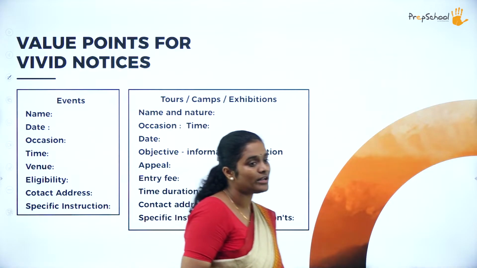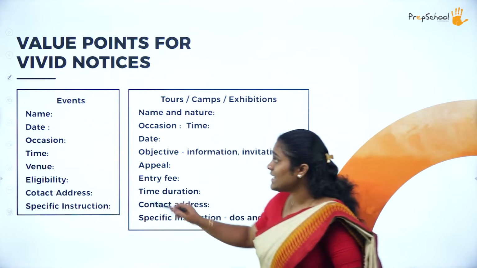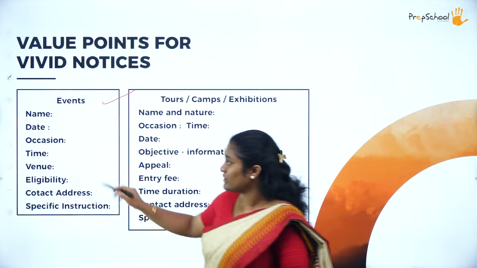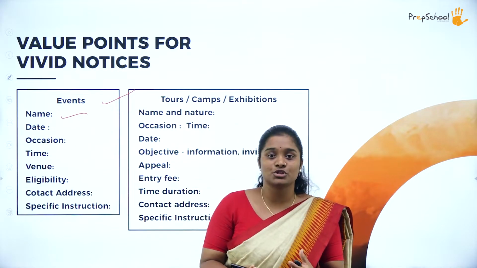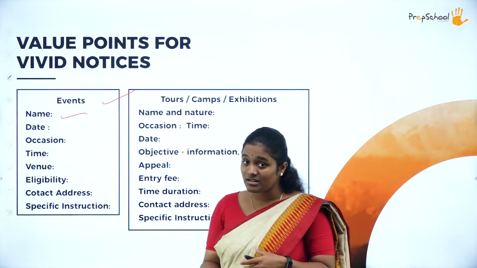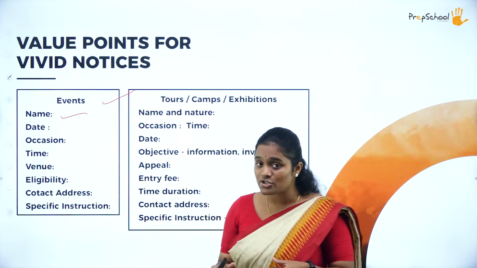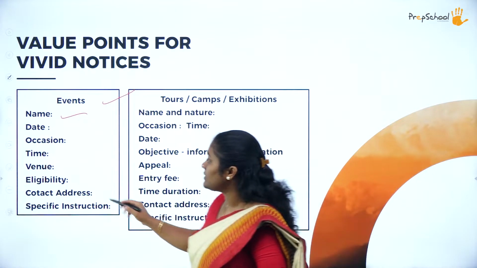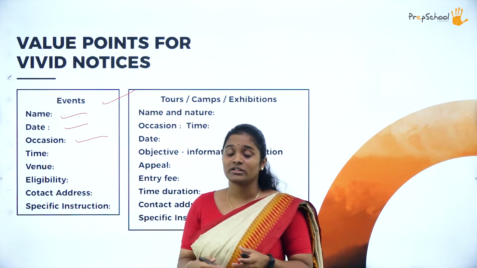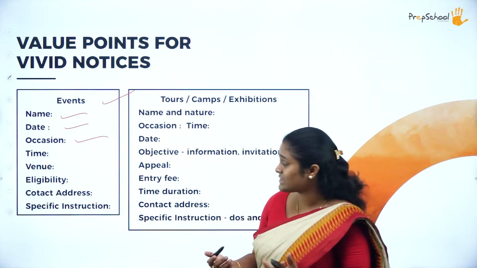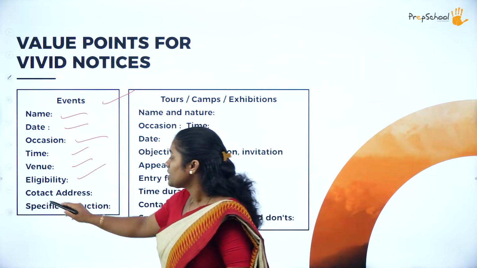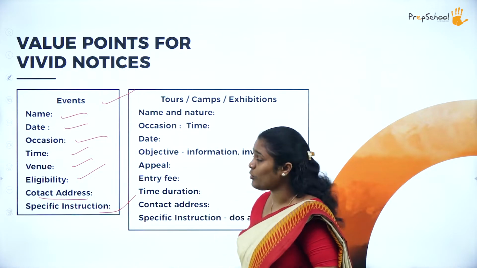Then there are a couple of more examples. There are events. If you're giving an invite for an event, it would definitely include the name of the organization or committee that is organizing it, a literary club, a math club, or any of the clubs or organizations conducting this event. The date, and what's the occasion? Is it National Math Day or National Science Day? Whatever is happening. The time, who can attend, the eligibility, the contact address, and specific instructions if you want to add.